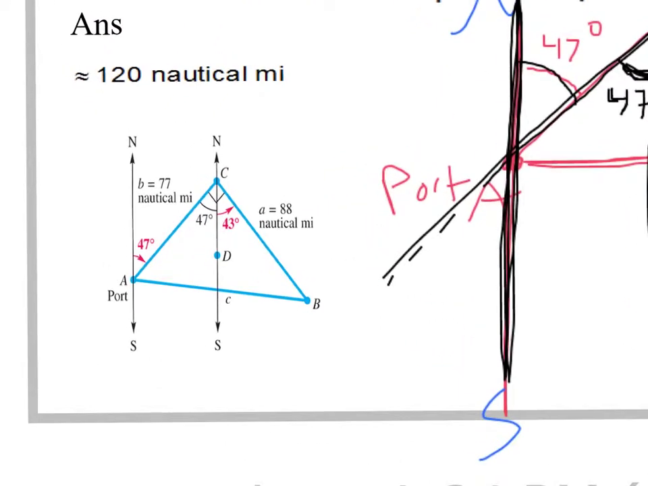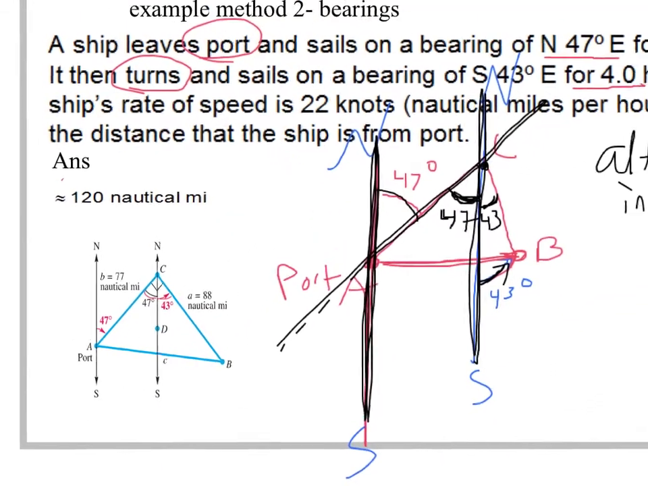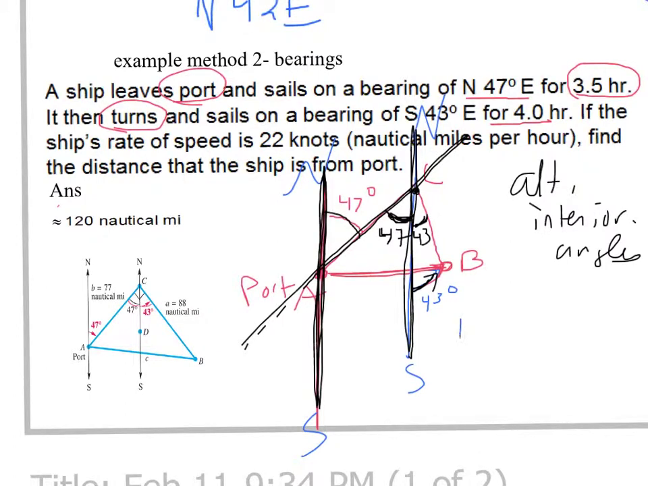From here to here is 47, from here to here is 43, okay? Now we just use what we know about distance equals rate times time to figure out the rest. So let me zoom back out here. Okay, these problems take time and they're very intricate.